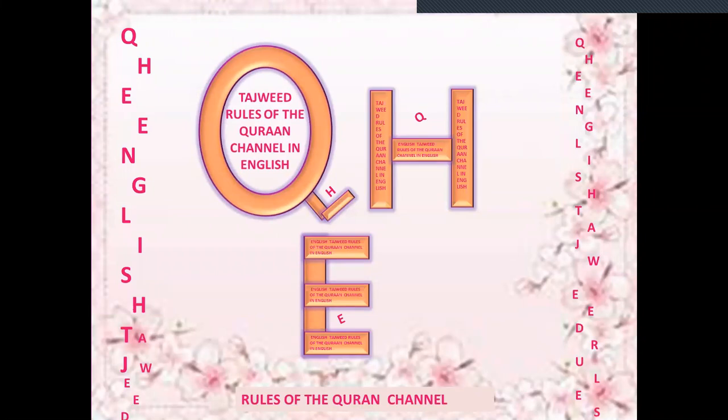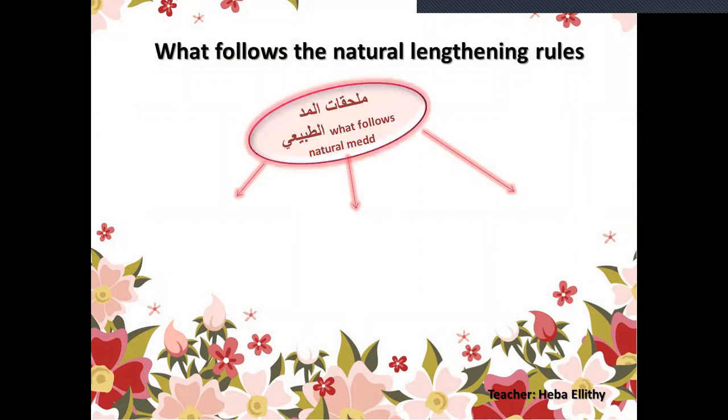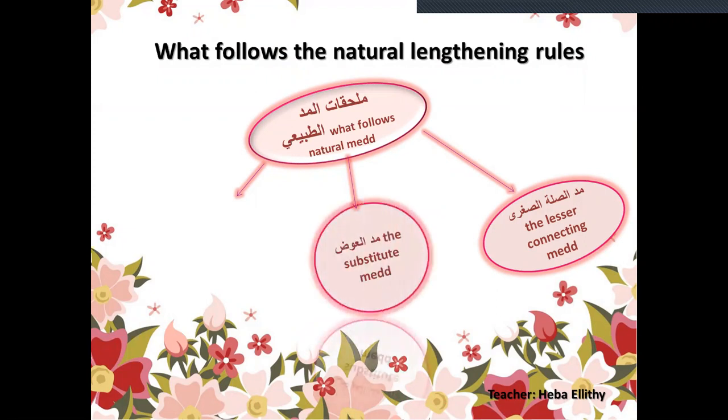We are still under the chapters of Mudood, and we are still under what follows the natural lengthening rules, ملحقات المد الطبيعي. We said under ملحقات المد الطبيعي we have three categories: مد الصلة الصغرى, the lesser connecting مد, which we finished two classes ago; مد العوض, the substitute مد, which inshallah we will talk about today; and المد الطبيعي الحرفي, the natural مد in الحروف المقطعة.